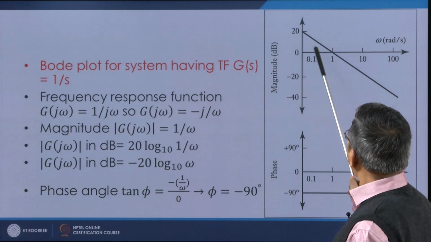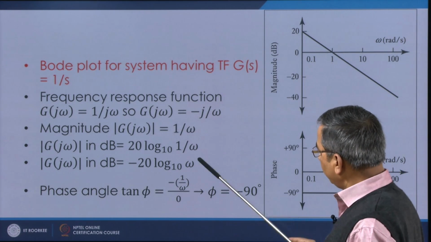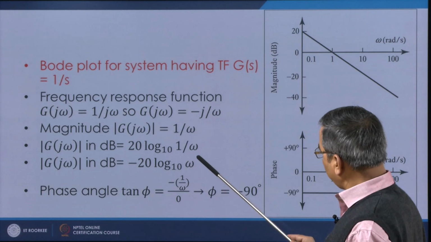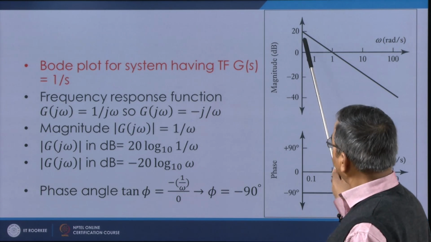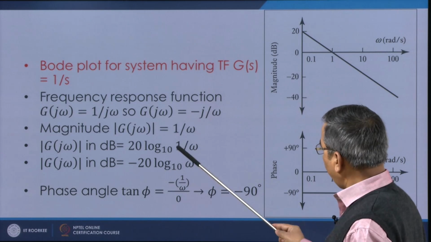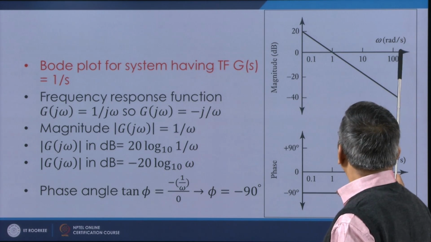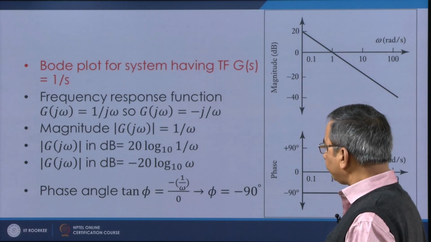So, the magnitude is 0 corresponding to omega equal to 1. Similarly, if I put omega equal to 0.1, the magnitude from here is going to be 20, and similarly I can plot this for the other values of omega.